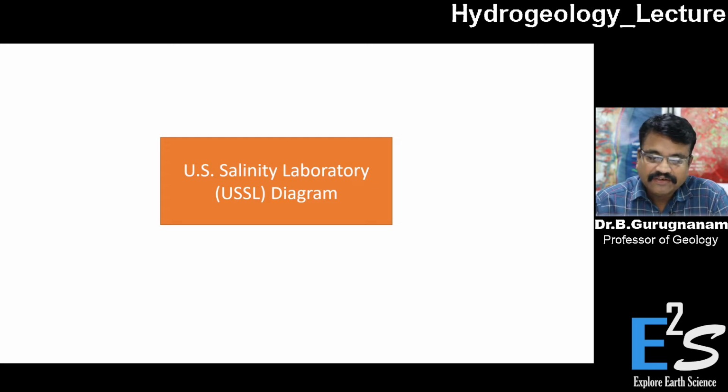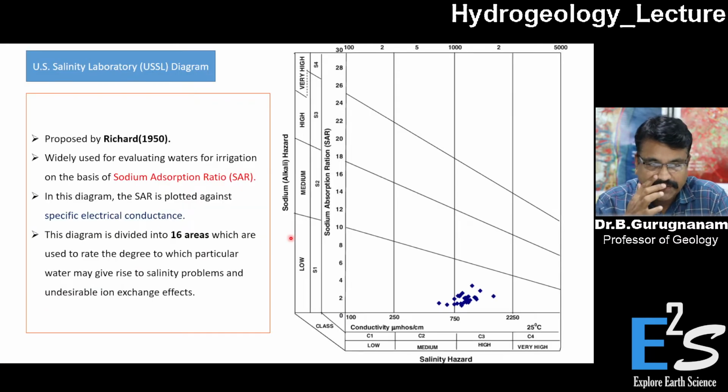So in this line, the US salinity laboratory diagram is also called the USSL. This word is given here, USSL, and this diagram will be very helpful for interpreting the water for its uses for irrigation. This is the United States Salinity Lab diagram. It was developed by them. The scientist who developed this diagram is Richard.